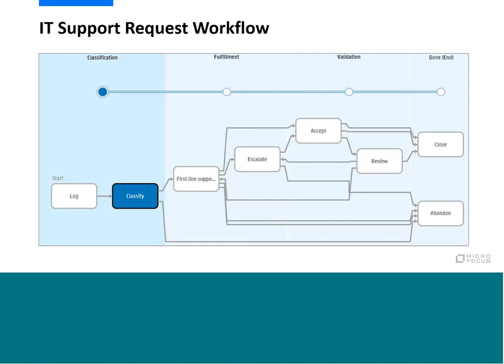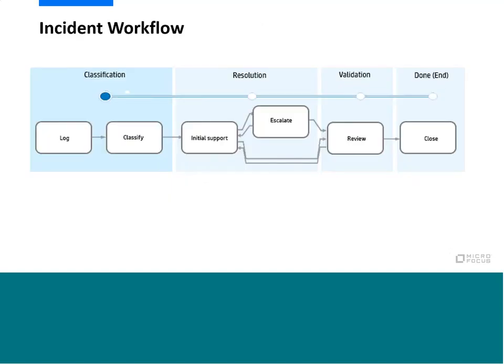If we then take that and look across to the incident workflow, you can see it's a lot more straightforward. We've got, again, log and classify, initial support and escalate. But rather than that user acceptance, we've got a straight review and, obviously, closure. You'll also note we've got a few forward and backward transitions, primarily between initial support, escalate and review, based on what's happening with that ticket during its life cycle.